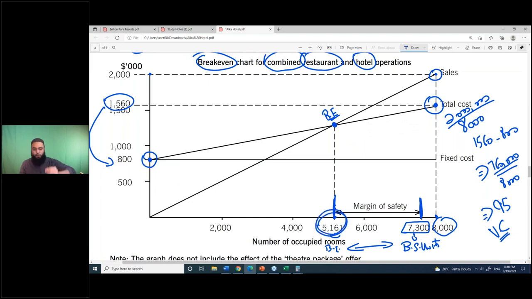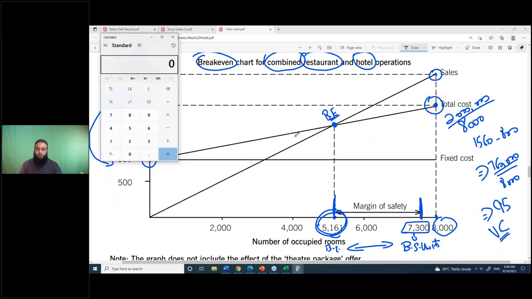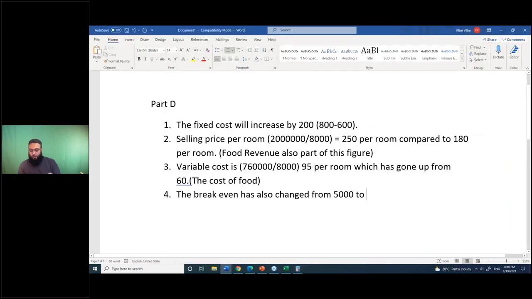5,161. So the one that you worked out earlier was 5,000 and this is 5,161. Okay, so you can quickly check here as well. So it's 5,161, which means the break even has also gone up, which means that now you need 5,161 rooms to break even, right? But at the same time, one thing that is expected more, break even has gone up. That's something dangerous, I would say.